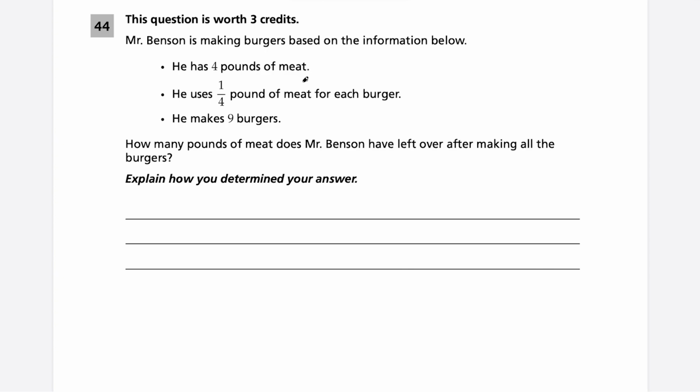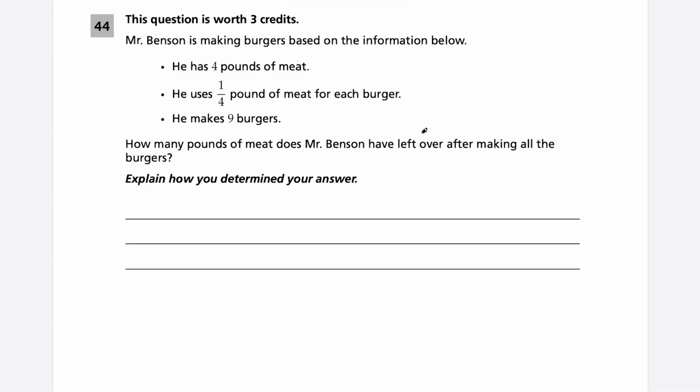Question 44, our last question. We have Mr. Benson is making burgers based on the information below. He has 4 pounds of meat. He uses 1/4 of a pound of meat for each burger, and he makes 9 burgers. How many pounds of meat does Mr. Benson have left over after making all the burgers?